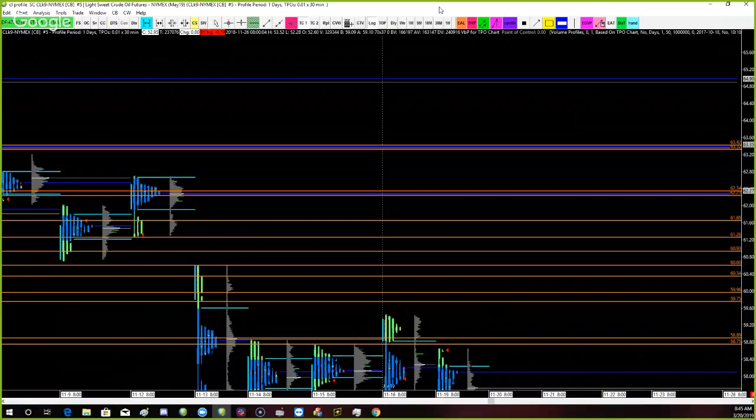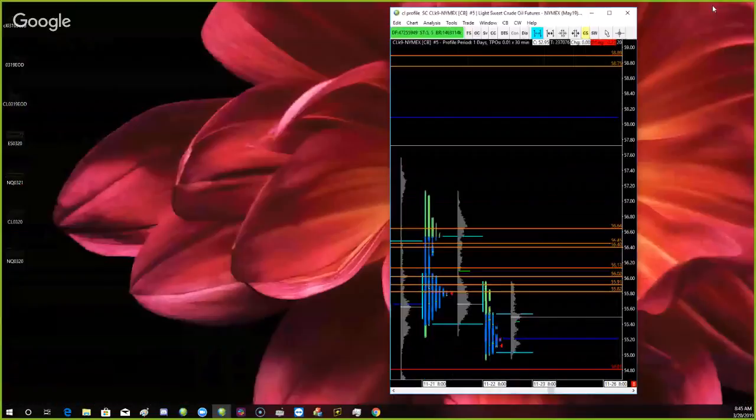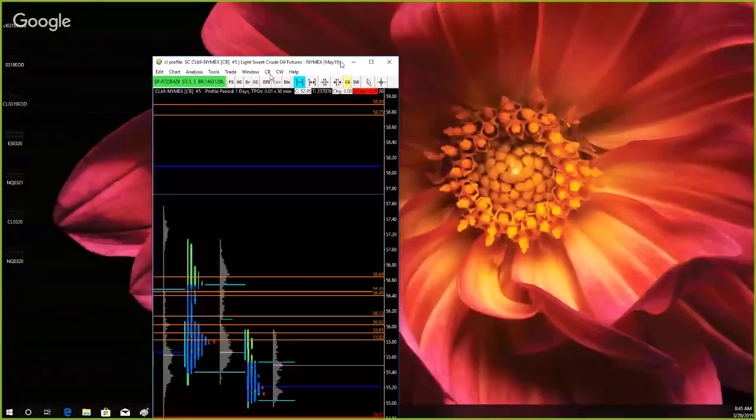So I don't have anything else to add besides that. And again, I don't trade it in front of oil inventory. So 9:45 to 10 o'clock will be the first time I even start gauging for a potential setup. So let me move this here real quick. And let's do NQ.